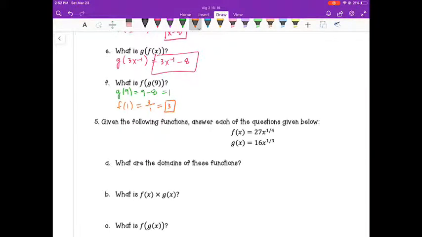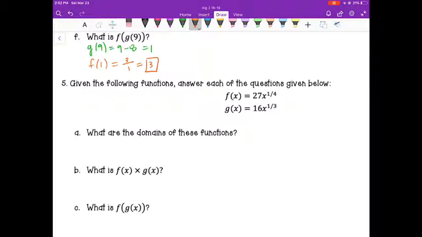Now, same thing for problem number 5, just new functions. So first, what are the domains of these guys? Well, let's start with g of x, because that one's a little bit easier. G of x has a fractional exponent, but the denominator of that exponent is odd. So that means our domain for g of x is going to be all real numbers, because you can take the cube root of whatever you want. For f of x, though, we have a fractional exponent with an even denominator, which means that's involving a fourth root of x. You can only take even roots of positive numbers and 0. So our domain for that guy, x, has to be greater than or equal to 0.